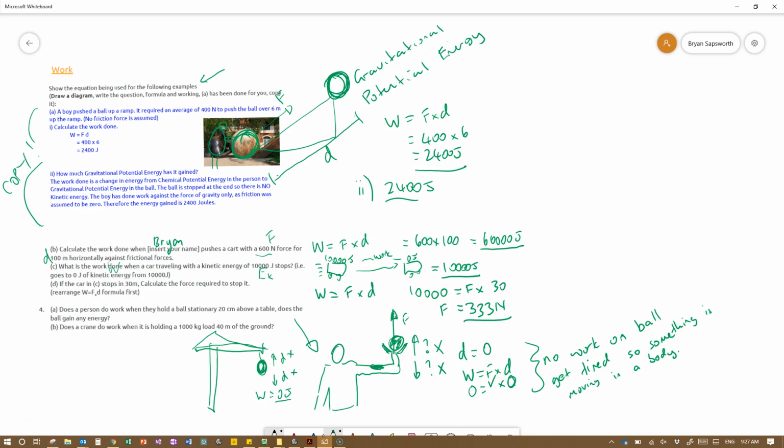Oh, and that's the next question. Does a crane do work when it's holding a 1,000 kg load 40 meters off the ground? No. The load is not moving. So in other words, you can just turn off the key and the crane will hold up the load. You see those cranes when they're finished, they'll hold up a flag or they'll hold up their hook. They don't need any energy to do that.